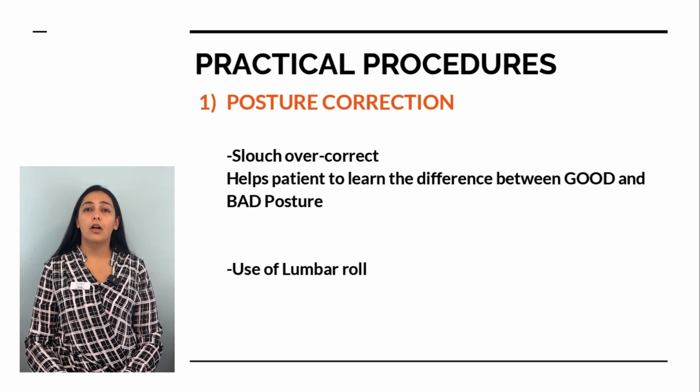So now we're going to talk about some practical procedures. The first most important technique that we have to do in McKenzie is posture correction. We're now going to show you a video which involves teaching the patient how to do a slouch overcorrect and the correct use of a lumbar roll in the McKenzie program.